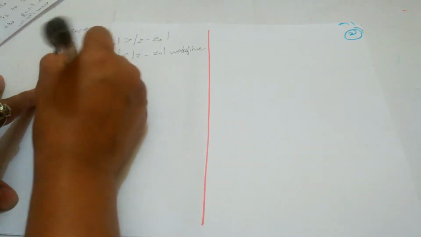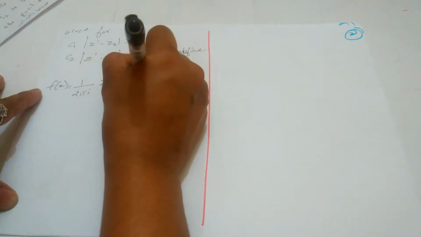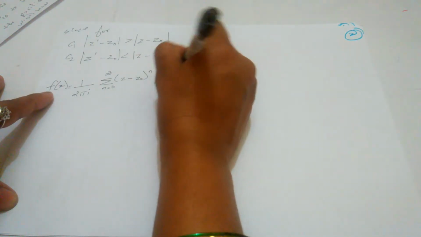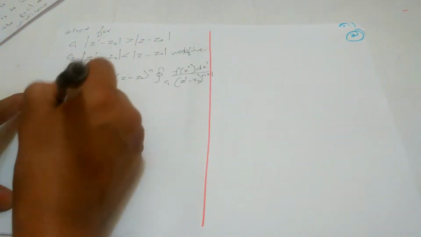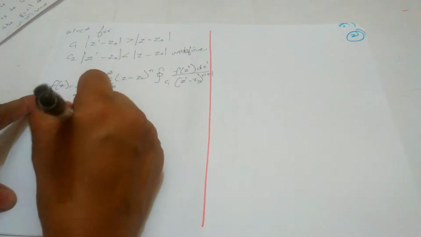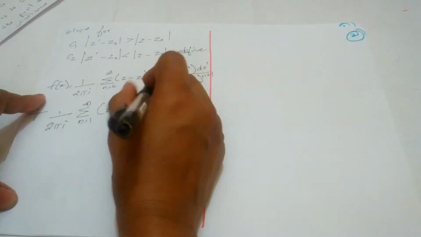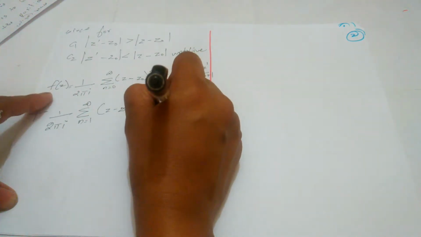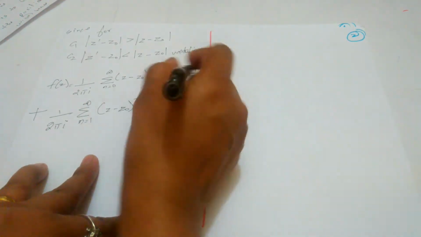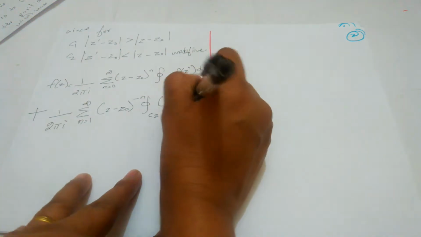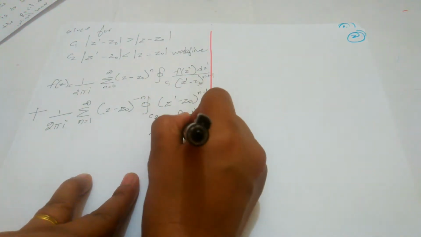So f of z becomes 1 upon 2 pi i summation of n equals 0 to infinity, z minus z naught raised to n, closed integral C1 f of z dash dz dash upon z dash minus z naught raised to n plus 1, plus 1 upon 2 pi i summation of n equals 1 to infinity, z minus z naught raised to minus n, then closed integral C2, f of z dash minus z naught raised to n minus 1 into f of z dash into dz dash. This I am marking as equation number 2.